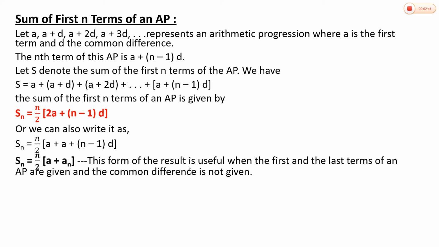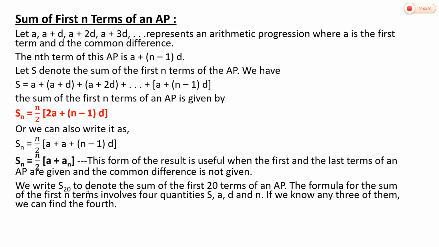This form of the result is useful when the first and the last term of the AP are given and the common difference is not given. If the common difference is not given in the problem and only the first and last terms are given, then you can use this formula to find the sum of n terms.